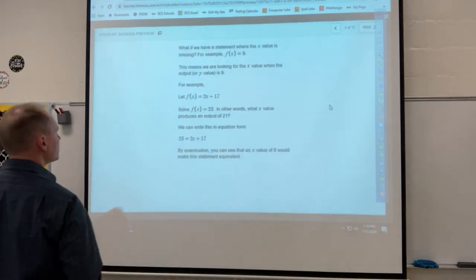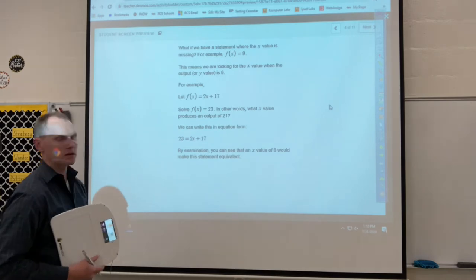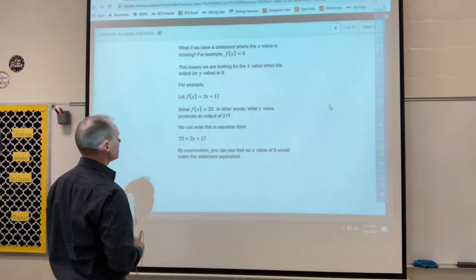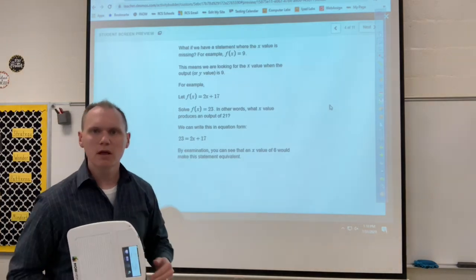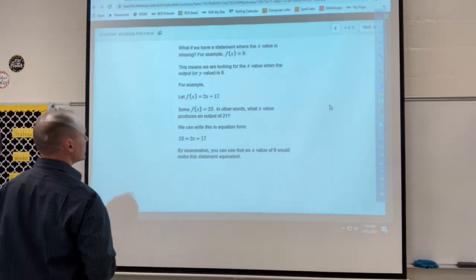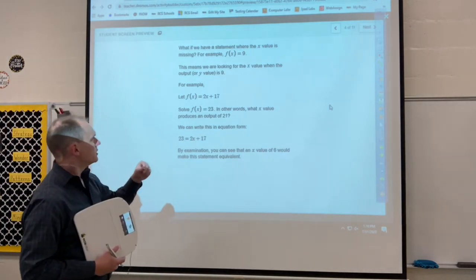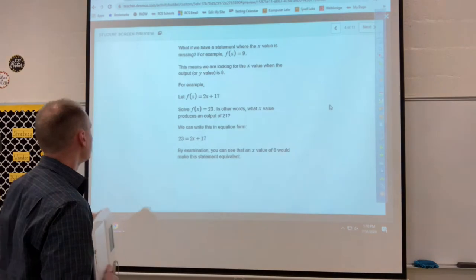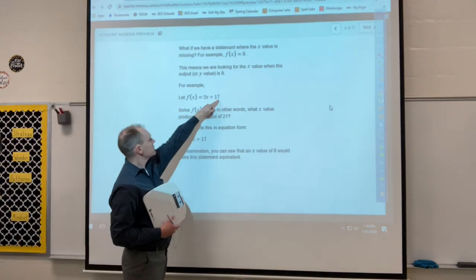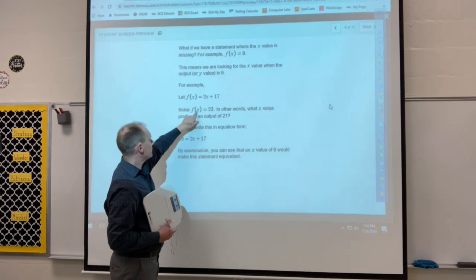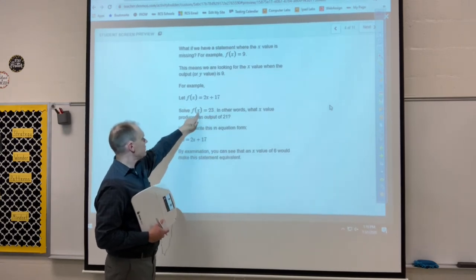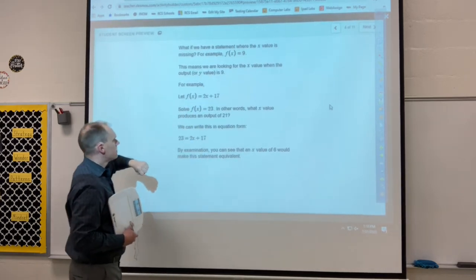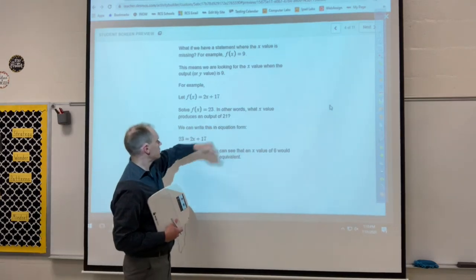All right, what if we have a statement where the x value is missing? Okay, so for example, f of x equals 9, where we've defined f of x to be some function, right? F of x equals 9. This means we're looking for the x value when the output or y value is 9. So what x value then outputs 9? For example, f of x equals 2x plus 17. Solve f of x equals 23. So what value of x could I put in here that would output 23? Okay, and it says 21, but it should say 23 there.